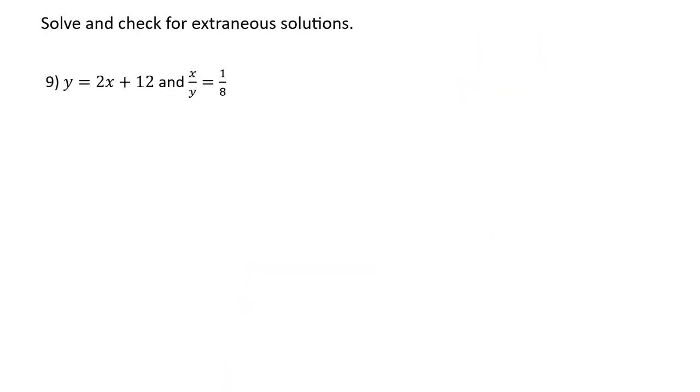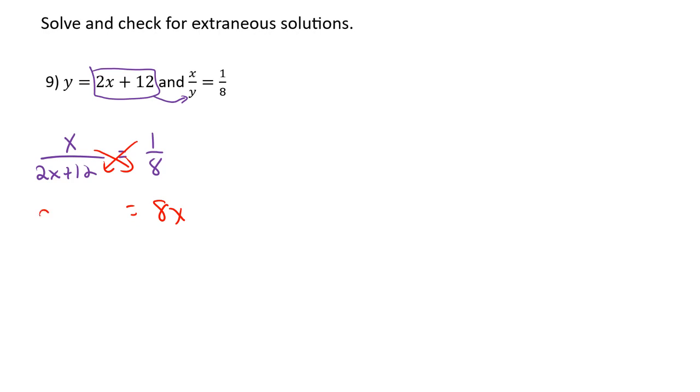All right. Number 9, they give us two equations. I'm going to take this y equals 2x plus 12. I'm going to plug it into the y in this other equation. So I have x over 2x plus 12 equals 1 over 8. I'm going to cross multiply to solve this problem. So 8 times x is 8x. 1 times 2x plus 12 is just 2x plus 12. I'm going to solve for x, going to minus the 2x over. That gives me 6x equals 12. Divide by 6. x is 2.